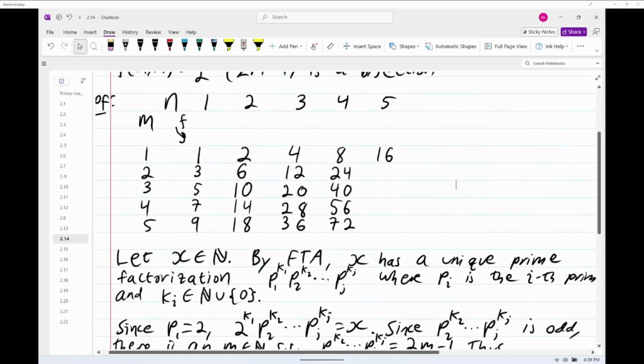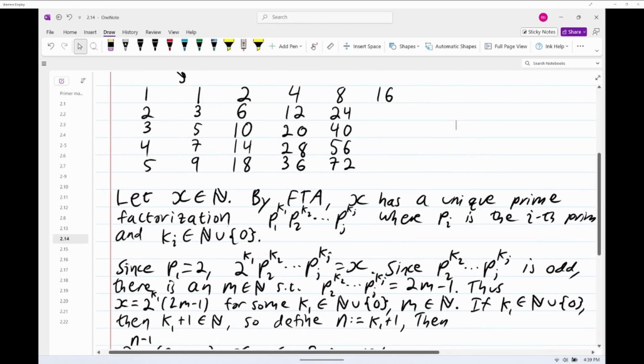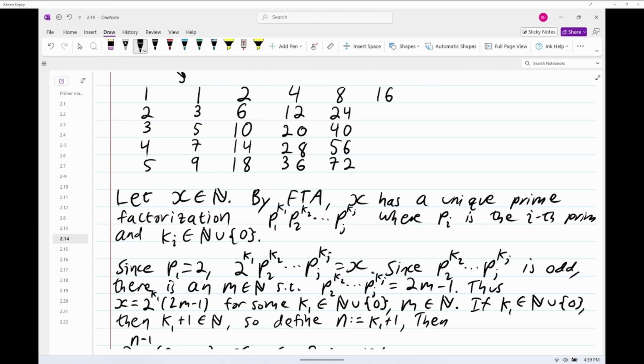Why did we start using primes? This is going to help. It helps absurdly often to break a natural number into its prime factorization. Since p1 is 2, the first prime, we'll just replace p1 with 2 right here. So x would be 2 to the k1 times p2 to the k2 times dot dot dot.